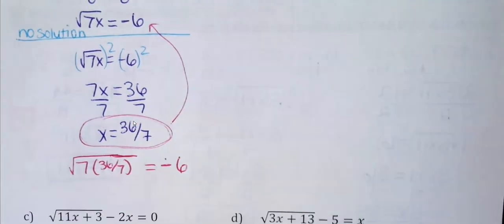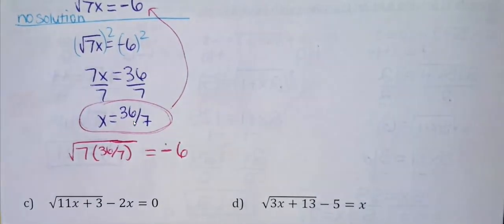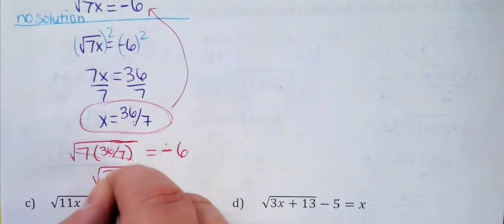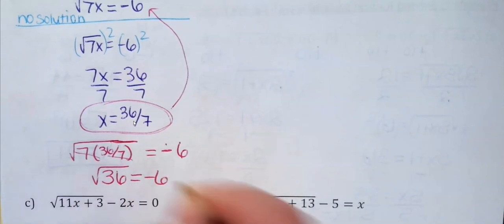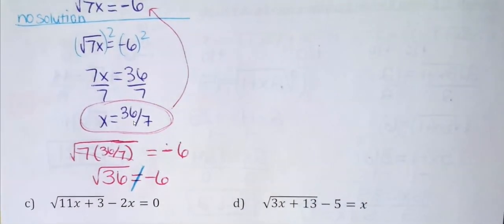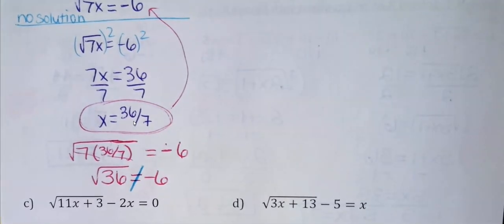When you take 7 times that 36 over 7, the 7s actually cancel, but this would be telling you 36 equals negative 6, and it would be positive. So this is not true. So that's why if you get a square root equal to a negative, just check it real quick. Or maybe if you just get a square root equal to a negative, I would just stop right there. But if you don't notice that, just check real quick and you'll see that that's not actually true.